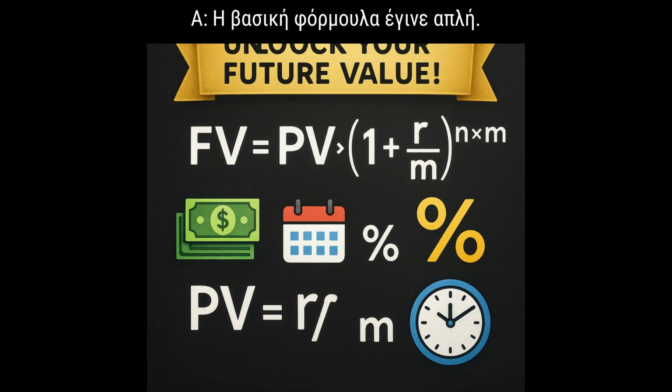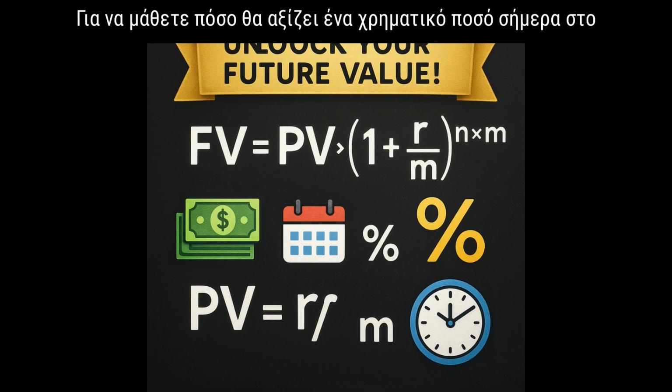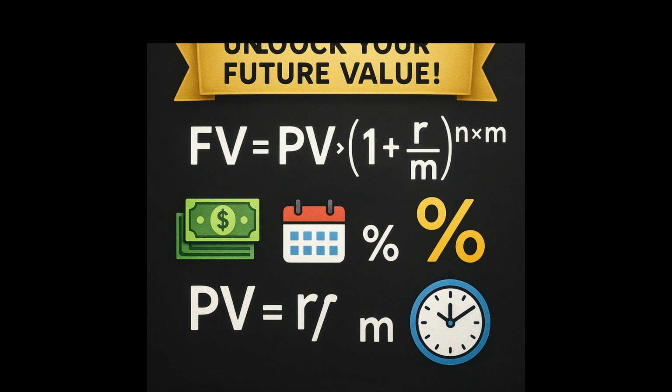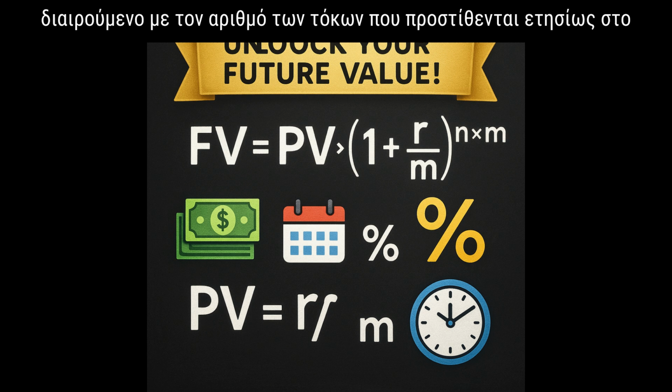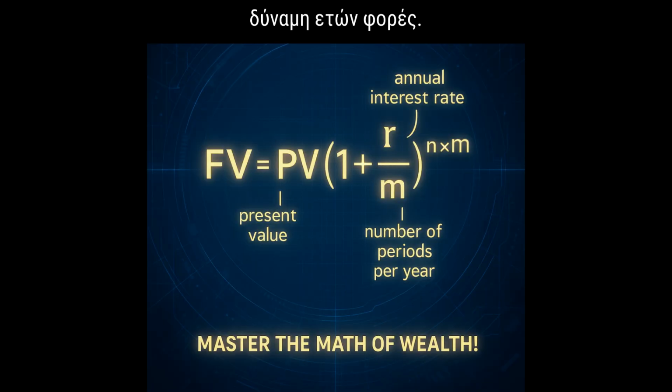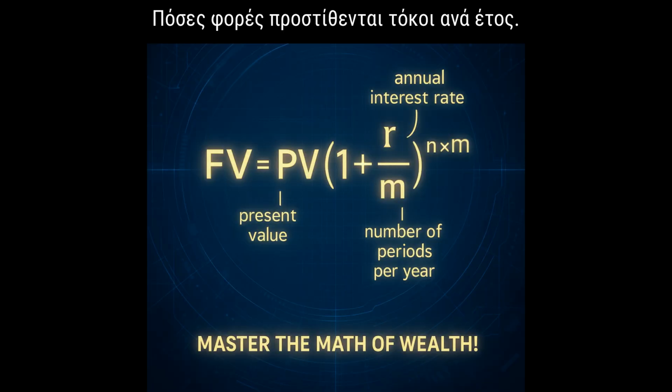A. The core formula, made simple. To find out how much a sum of money today will be worth in the future, use this formula. Future value equals present value times (1 plus interest rate divided by the number of times interest is added per year) to the power of years times the number of times interest is added per year.